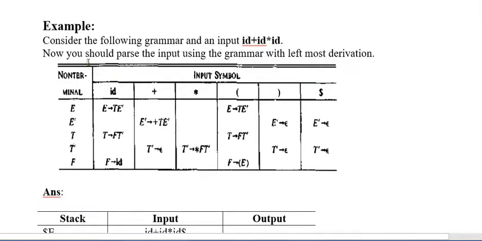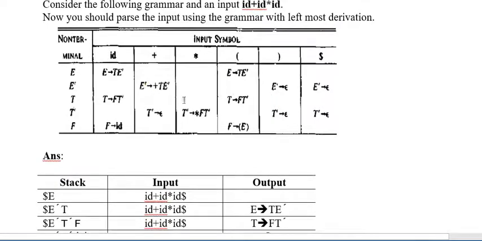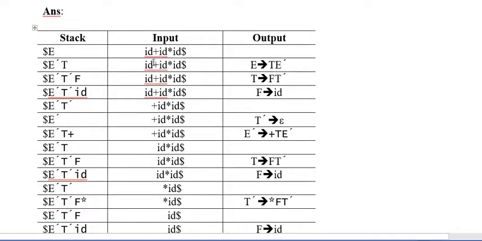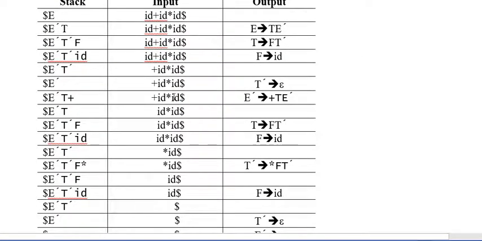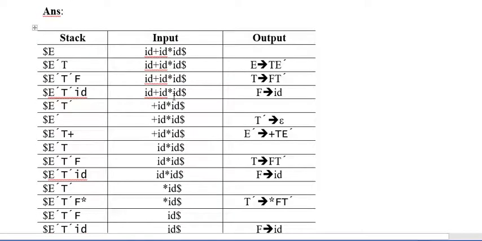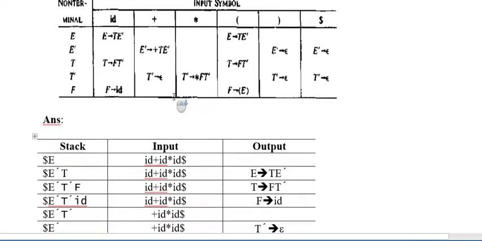In this example, consider the following grammar and input id plus id into id. Here is the table of this grammar. Now we need to generate this table. This table is very much important from your exam point of view. From this diagram we can say that E tends to TE'. So first on the stack, when the stack was empty, we push the first element, which is $ and E.